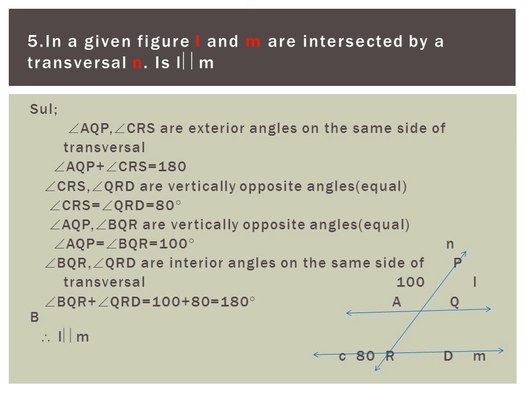So BQR and QRD are interior angles on the same side of the transversal. So BQR plus QRD is equal to 180 degrees. Therefore L is parallel to M.